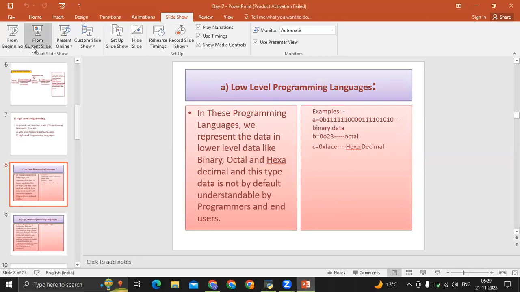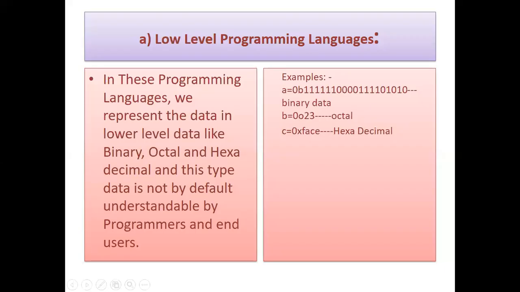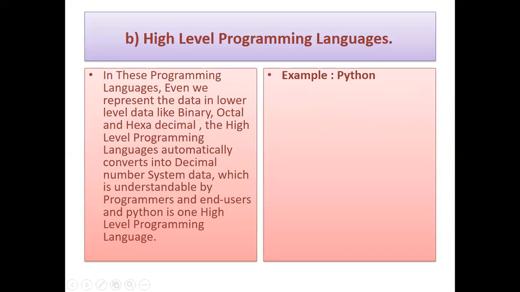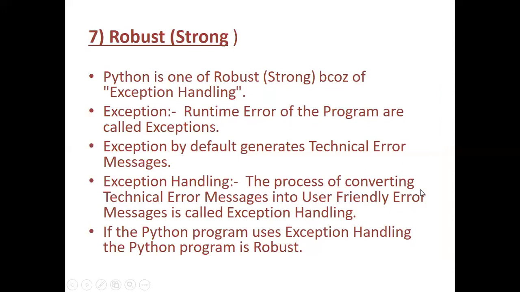So we have come to know what is a low-level programming language and what is a high-level programming language. In low-level languages, we represent the data in lower-level data like binary, octal, and hexadecimal. The high-level programming language automatically converts it into the decimal number system data, which is understandable by the end users. Python is one of the high-level programming languages. Now let's go ahead. It is a robust language.